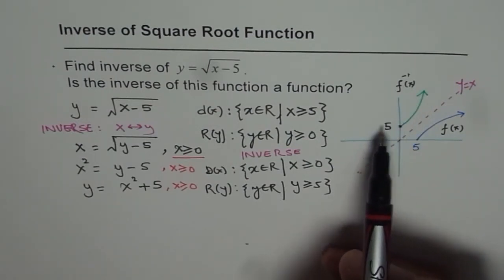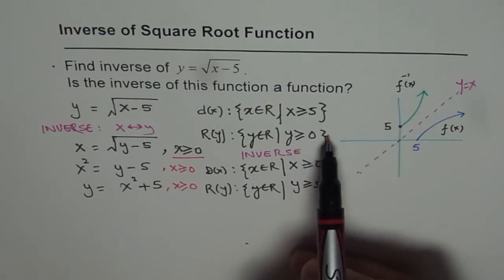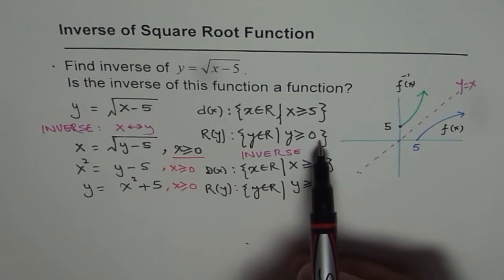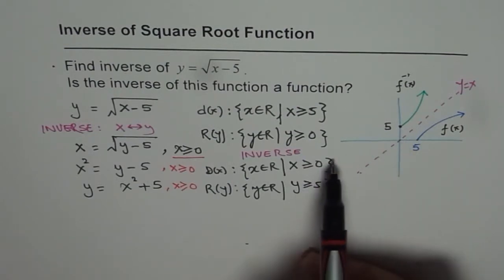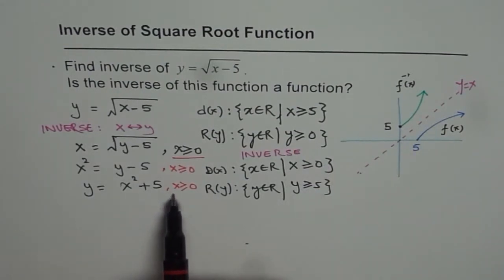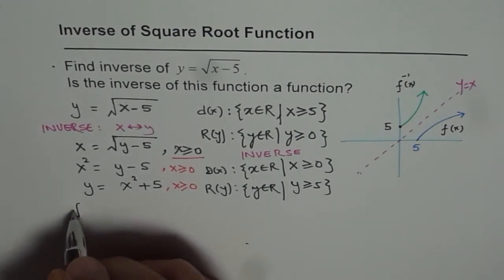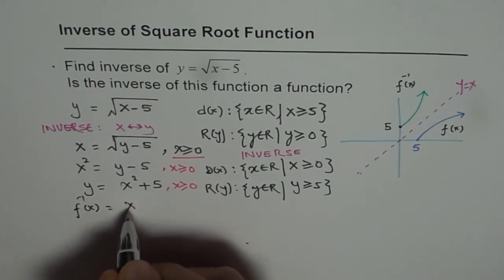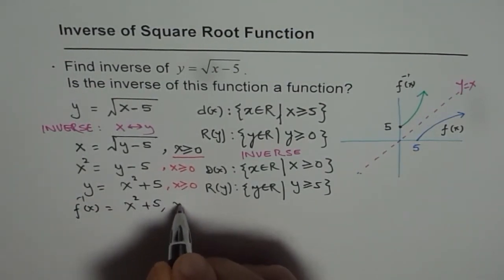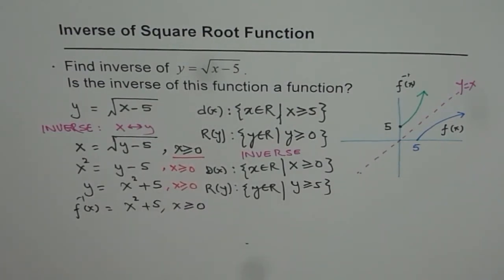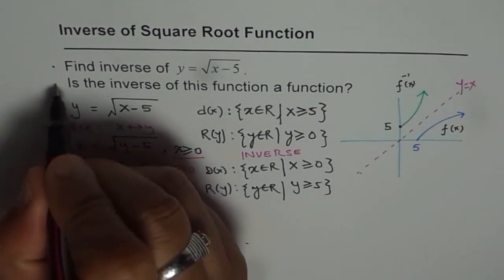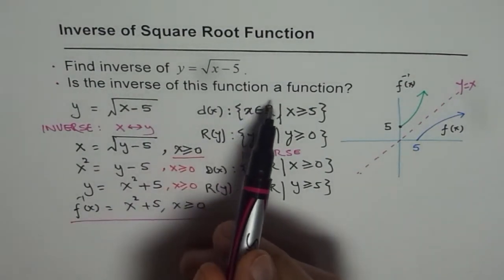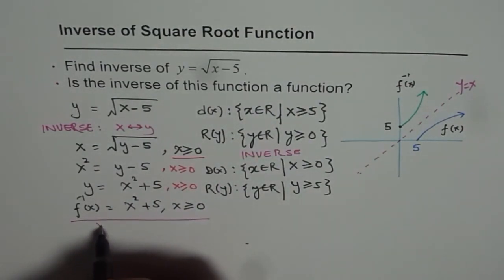You can see that. And then you can also get the same result by swapping the domain and range of the function and inverse function. These are very important things, and that is a common error, not writing x greater than or equal to 0. Now we get our answer, and that is the inverse function equals x squared plus 5, where x is greater than or equal to 0. That is our answer. And now coming back to the second part, is the inverse of this function a function? The answer is yes.